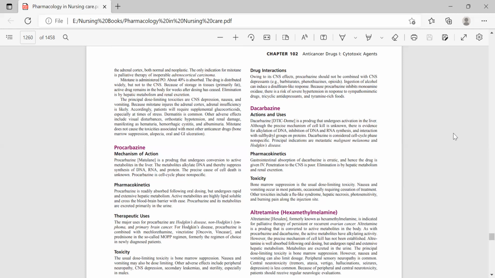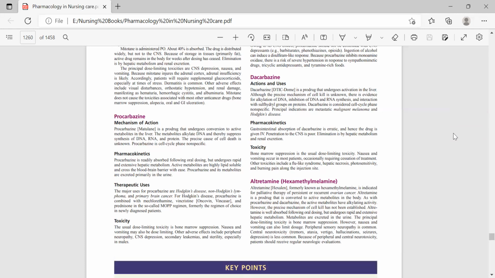Kinetics is very clear. That is, the drug is given IV, CNS penetration is poor, elimination by hepatic metabolism and renal excretion. Toxicity include bone marrow suppression, nausea, vomiting, and cessation of treatment is required when the nausea and vomiting occurs in most of the patients. Other toxicities include flu-like syndrome, hepatic necrosis, photosensitivity, and burning pain along the injection site.